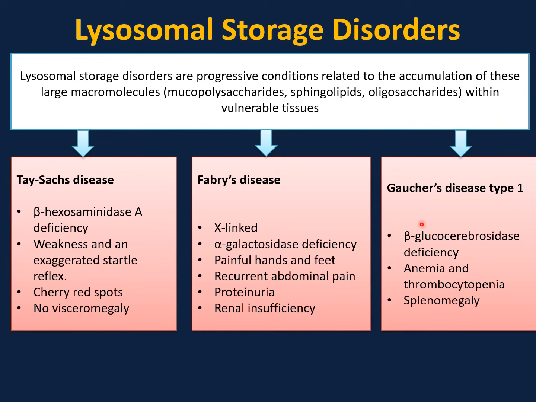Gaucher disease associated with beta-glucocerebrosidase deficiency. The most important point or the key point in this disease to remember is splenomegaly. They present with very large spleen, anemia, and thrombocytopenia because this disease affects the bone marrow as well.